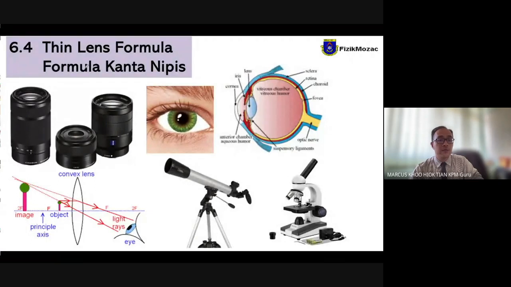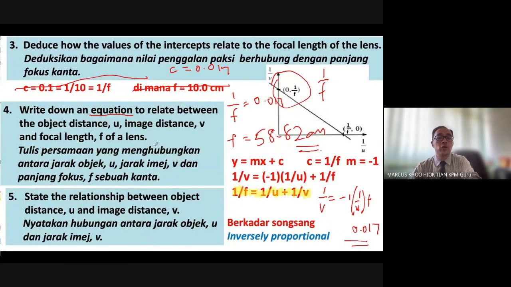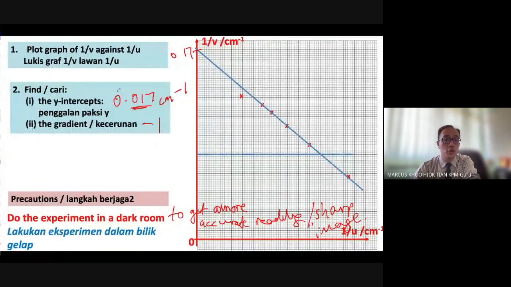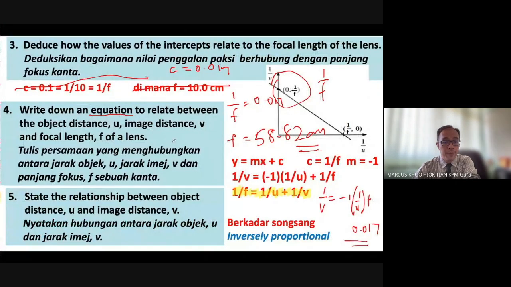The thin lens formula is 1 over f equals 1 over u plus 1 over v. It has its roots in this particular graph. That's why I asked you to draw this graph first. Because from this graph, we can determine that this value over here is 1 over the focal length. And from there, we can determine the equation, which is 1 over f equals 1 over u plus 1 over v.